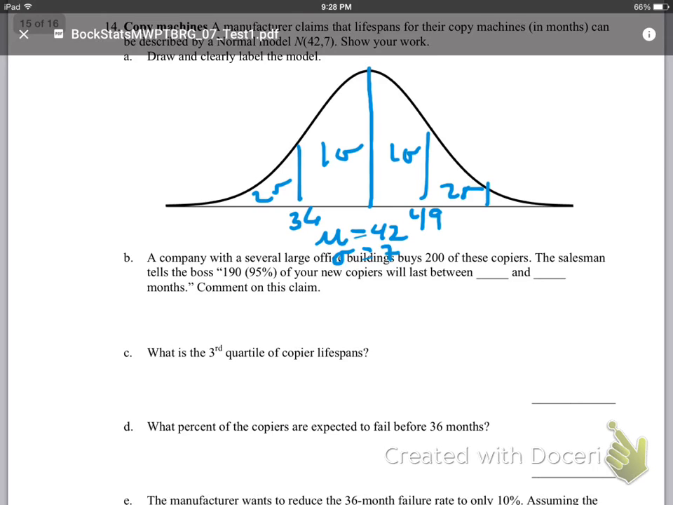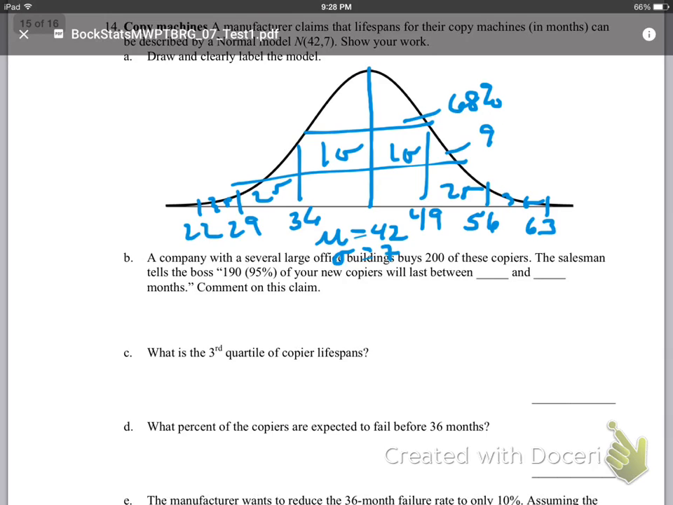7 is 56, is that right? And subtract 7 here, that's going to be 29. And then 3 standard deviations. Subtract, I get 22. And I get 63. We need to talk about 68%, 95%, and 99.7%. And then here we're going to be talking about a lifespan of copiers.